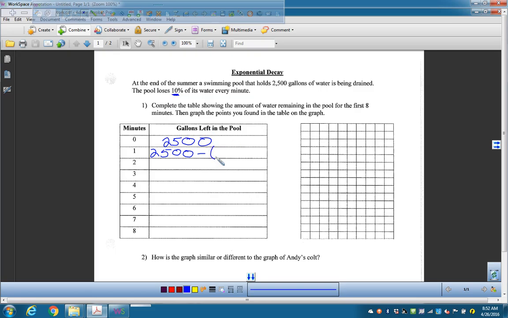So I'm going to go like this, 0.1 times 2,500, right? Which is 250, which comes out to be 2,250, right?